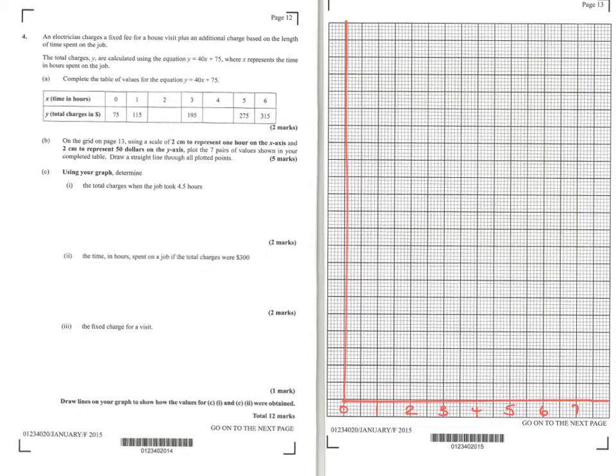And on the y-axis, every 2 centimeters is $50. So every 2 centimeters, we're going to put in 50. So we go up in 50 every 2 centimeters. This will be 250, this will be 300, this will be 350, this will be 400, etc. So now we can plot the points as per the table.